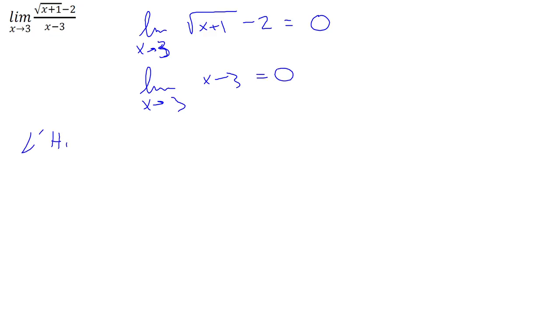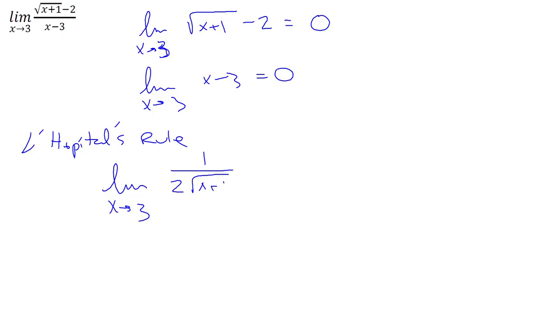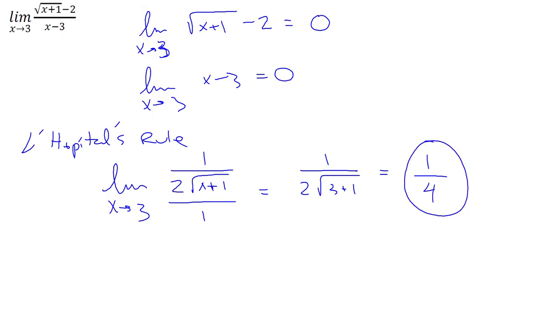So using L'Hopital's rule, we should be able to get the limit as x approaches 3 of the derivative of the numerator. Well, the derivative of that is just 1 over 2 root x plus 1, right? Because the minus 2 goes away. And then divided by the derivative of x minus 3, which is just 1. We should now be able to just plug in 3 to this. 1 over 2 times the square root of 3 plus 1, which is 1 over 2 times 2, so 1 over 4.